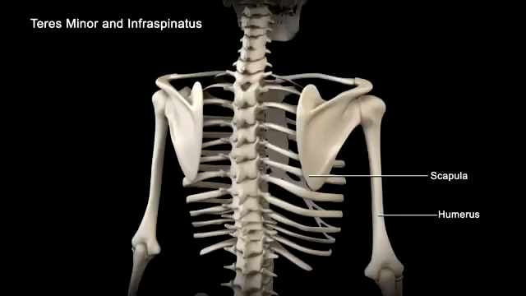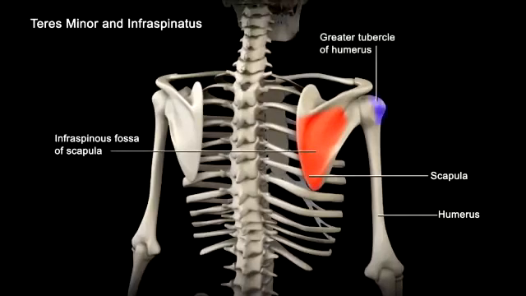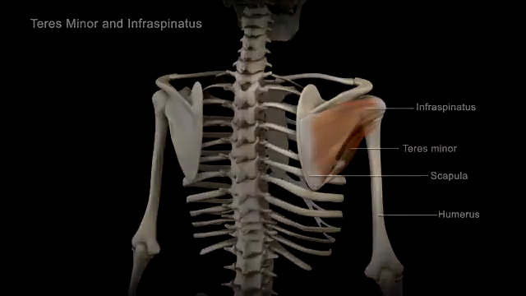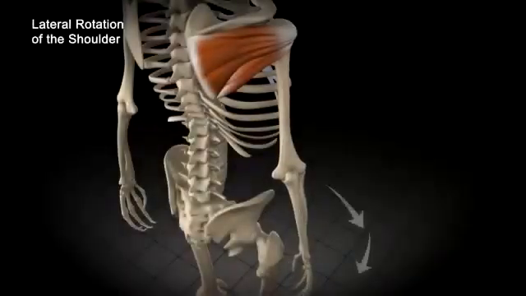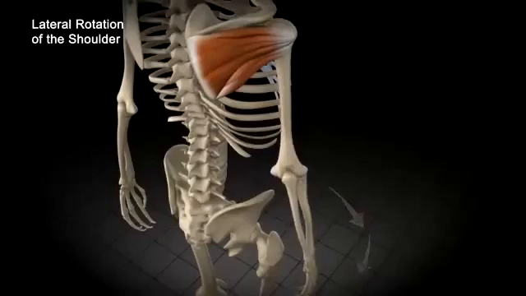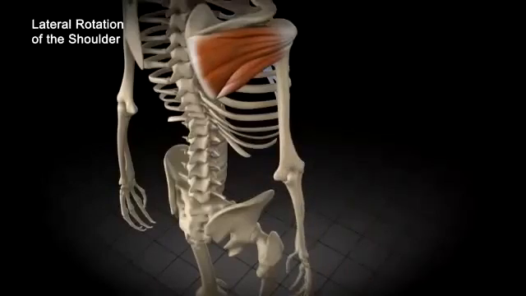Acting with more superficial muscles, the deeper muscles provide movements at the shoulder joint. For instance, the teres minor and infraspinatus, which originate on the inferior part of the scapula and insert on the greater tubercle of the humerus, provide the movement of lateral rotation of the shoulder. The movement of lateral rotation causes the palm of the hand to turn from a medial to an anterior position.